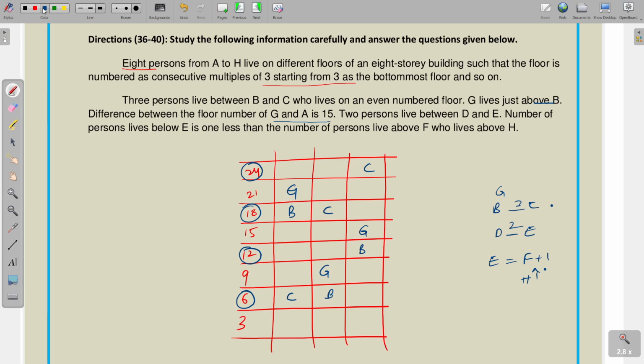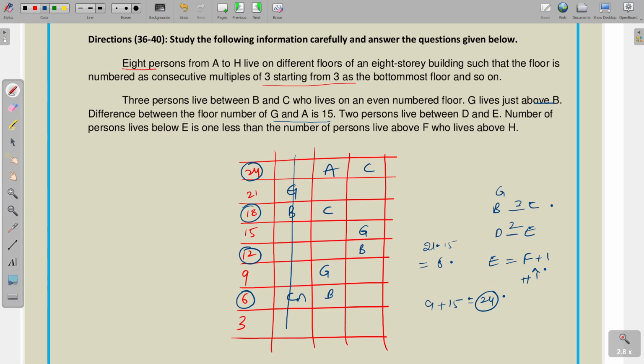Okay, the difference between the floor numbers of G and A is 15. So in the first possibility G is 21. So 21 minus 15, that is 6. Here we already have C, so this possibility is not correct. A should come here, but actually C has come here. Coming to the second possibility, here G is placed on the 9th floor. 9 plus 15, that is 24. So on the 24th floor, who lives? A is living. It is the second possibility.